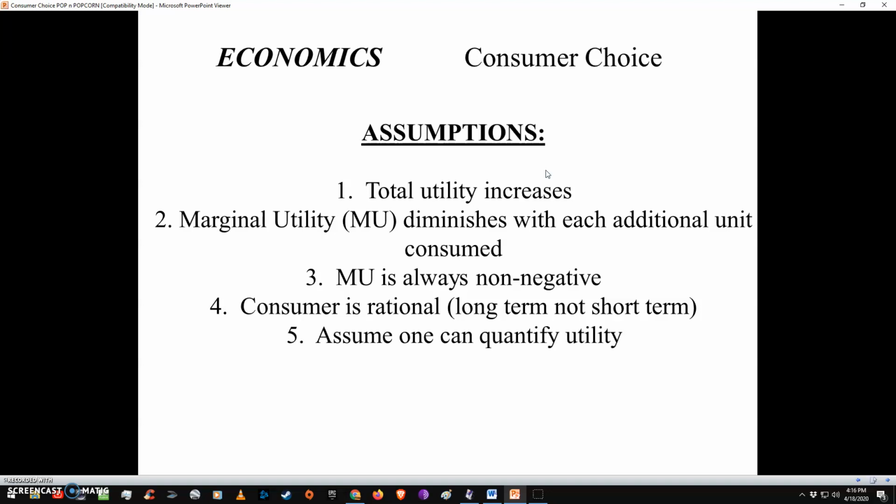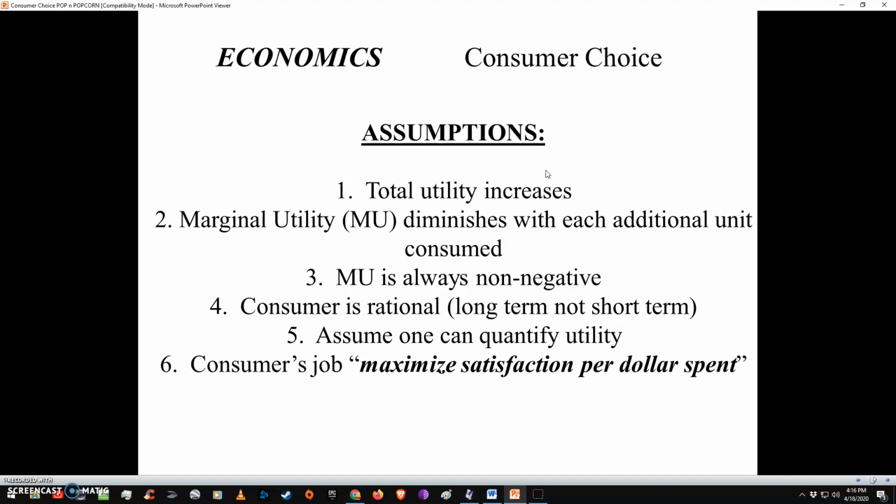Number 5, assume you can quantify your utility. In other words, you can put a number on how satisfied things make you. So we're just going to assume this so we can all agree on the numbers. But in real life, you really don't do this very much. But number 6, you do. This is huge. We're going to assume you maximize satisfaction per dollar spent. For each dollar you spend, you're trying to get a certain amount of value or utility. And you want to get the most utility for each dollar you spend.